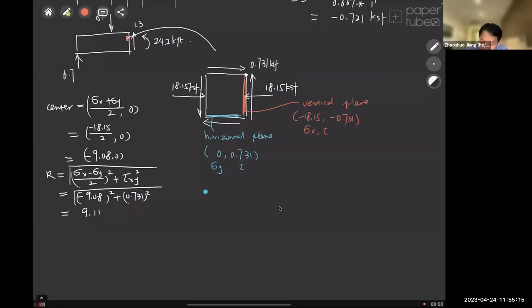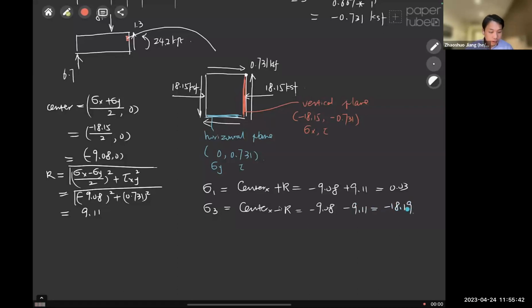Okay, now your sigma 1, the maximum normal stress, is just center x plus R, that is negative 9.08 plus 9.11, that is 0.03. Sigma 3 is center x minus R, that's negative 9.08 minus 9.11, that would give us negative 18.19. And that is the sigma 3, the minimum normal stress, and the maximum shear stress is R.